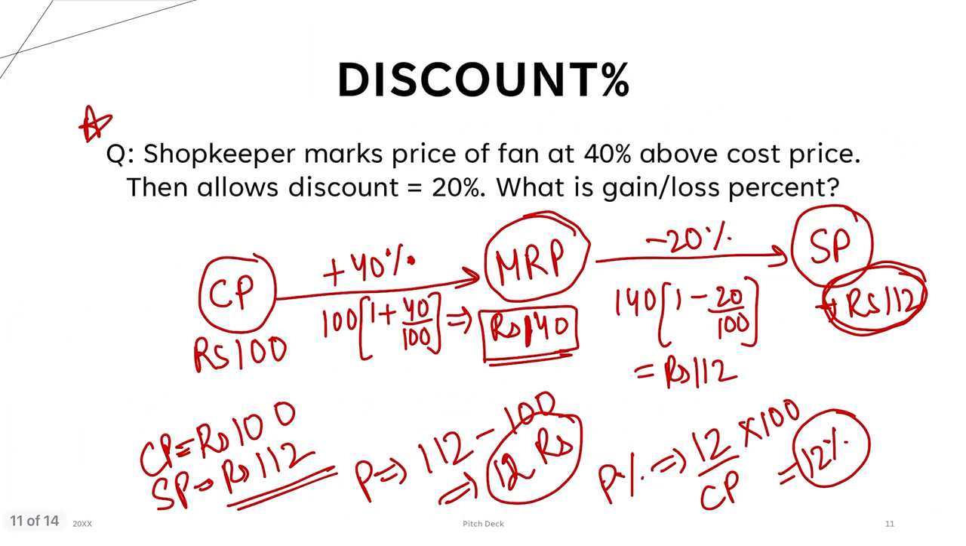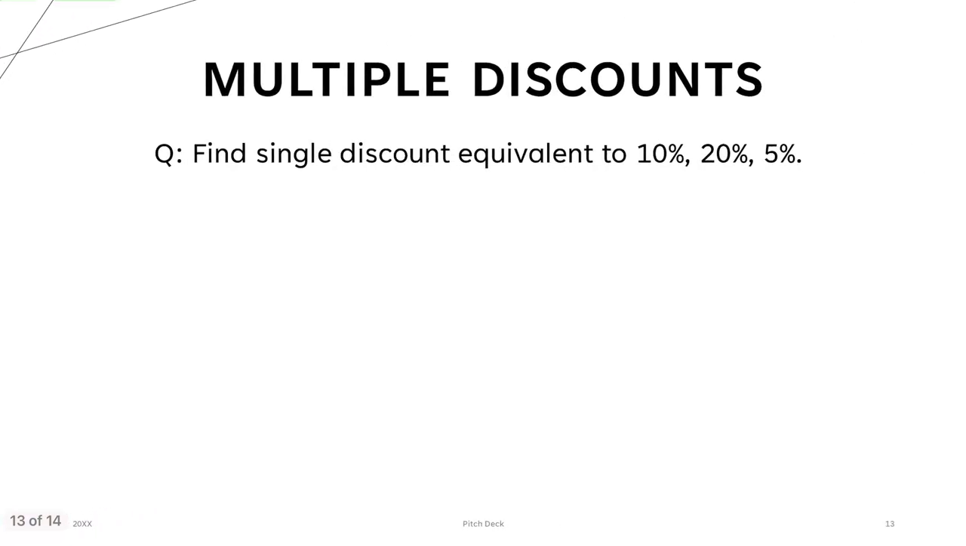I am again emphasizing, try to do them on your own once again and see if you are able to recall what we have learned. All the concepts, I think, could fit in these two questions only, what we have learned till now. Now, find single discount equivalent, right? Single discount equivalent. Now, suppose this is given to you.